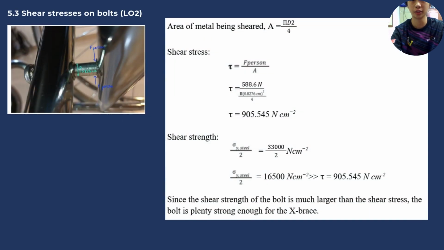I will talk about the shear stress on bolts. The formula of the area of metal being sheared is A equals pi d squared over 4. Shear stress equals F over area. Then we'll calculate the shear strength. Since the shear strength of the bolt is much larger than the shear stress, the bolt is plenty strong enough for the S-brace.